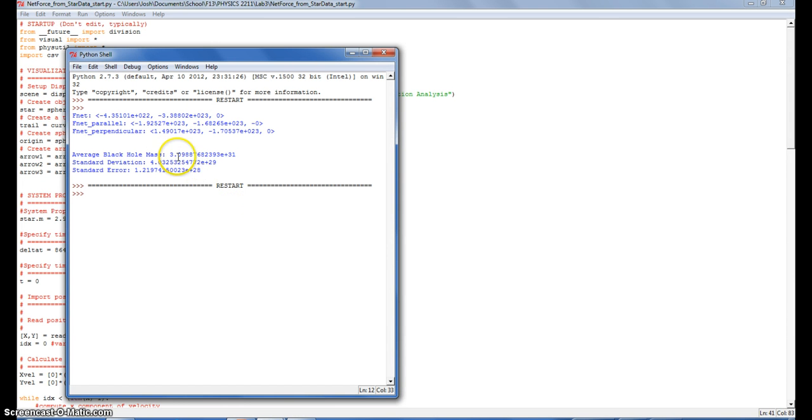We also see that the code tells us that the average mass of the black hole was 3.0988 times 10 to the 31st kilograms, while it only has a standard deviation of 4.03 times 10 to the 29th. This number is 2 magnitudes smaller than our approximated mass and tells us that our model made an accurate prediction.